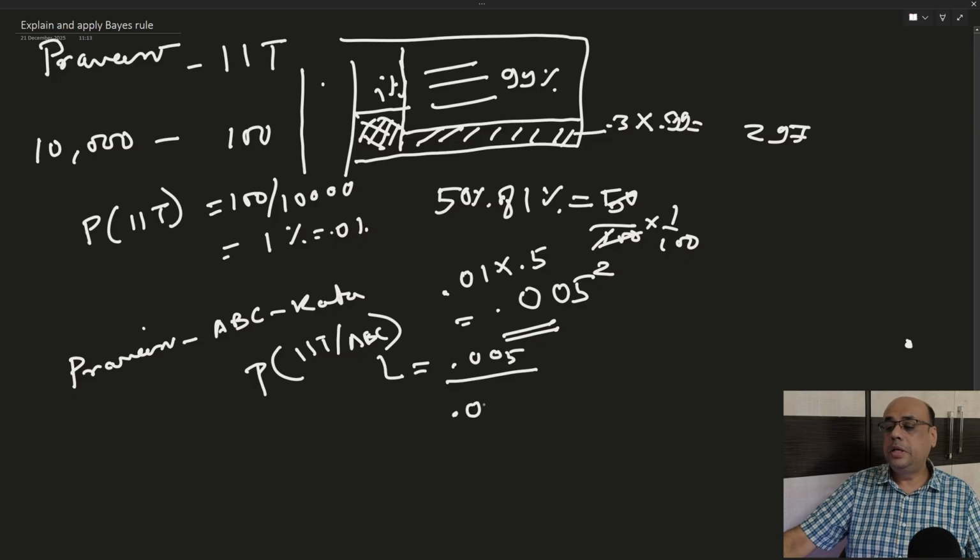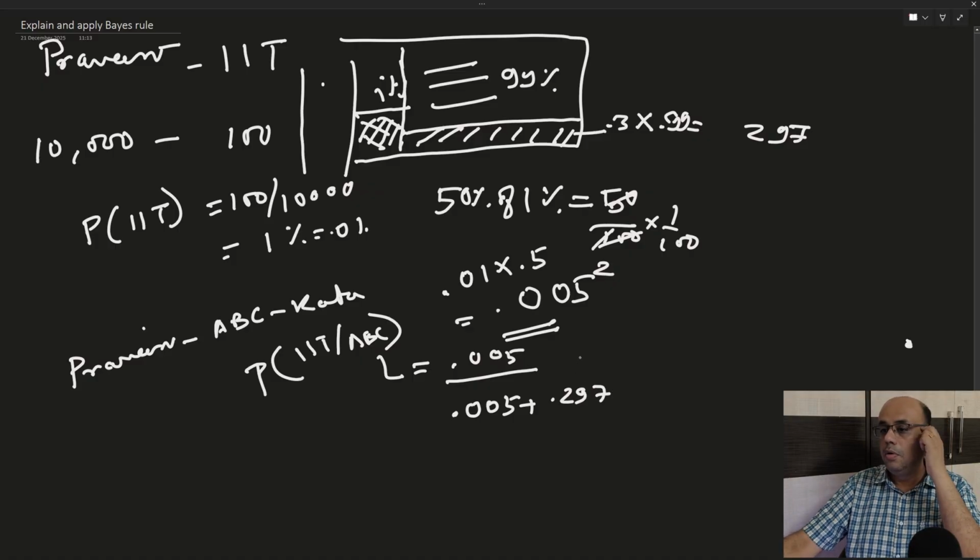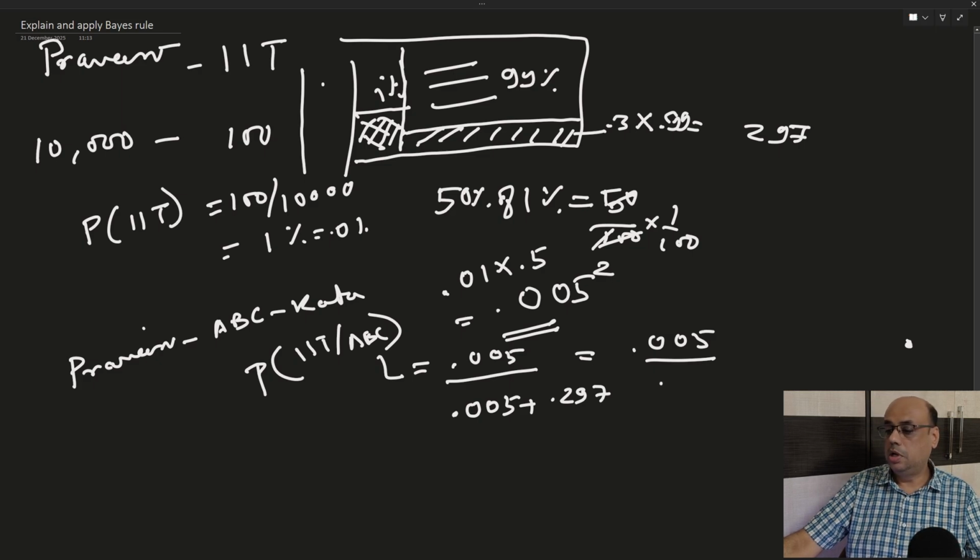And what is the sample space? The sample space is, of course, 0.005 plus this additional 0.297. So this is 0.005 by 0.297. Let's keep it as 0.295, so about 0.030. 5 by 30 is equal to 1 by 6, which is about 16%.